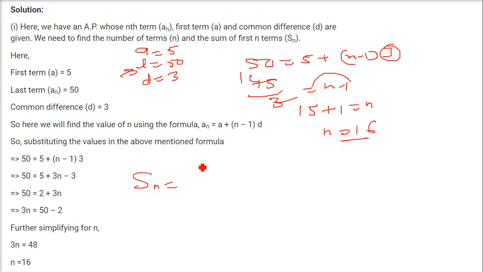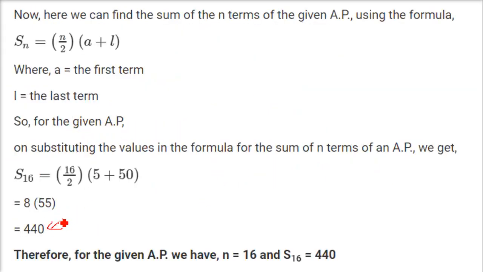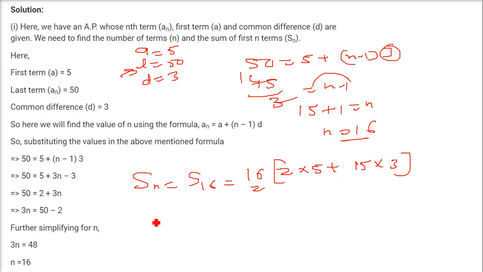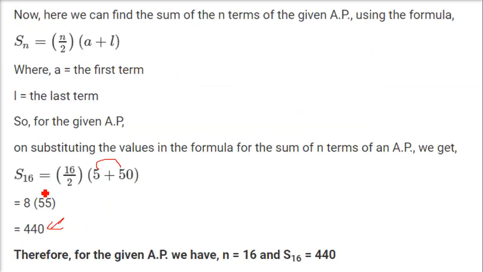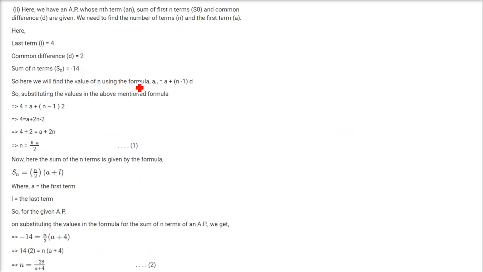So Sn, that is S16, will be equal to 16 by 2, into 2 into a, which is 2 into 5, plus 16 minus 1, 15, into d, which is 3. This you have to do, and this will be 440. You can also use a plus l, because the a and l terms are given. So S16 is 16 by 2, and a and l are given, so 5 plus 50. Both of these will give you a similar answer, which is 450.